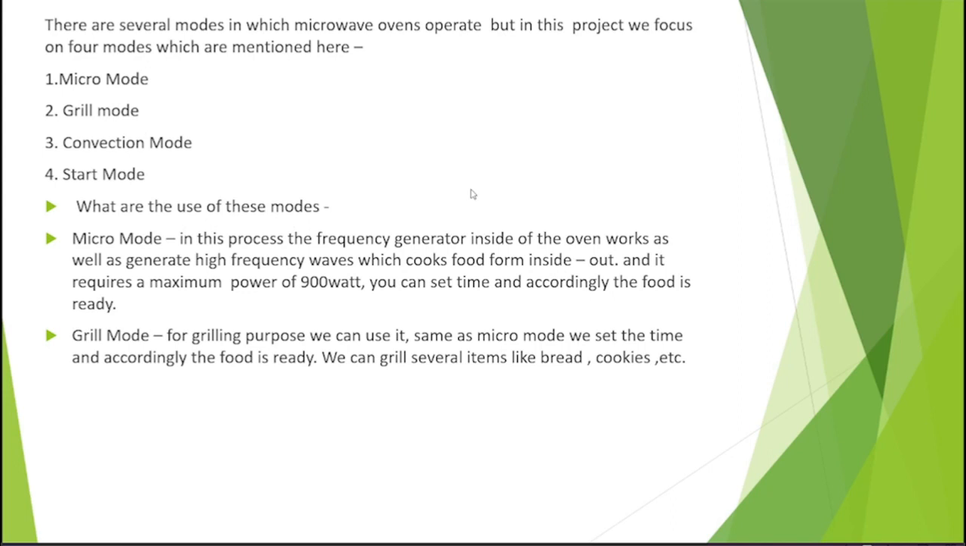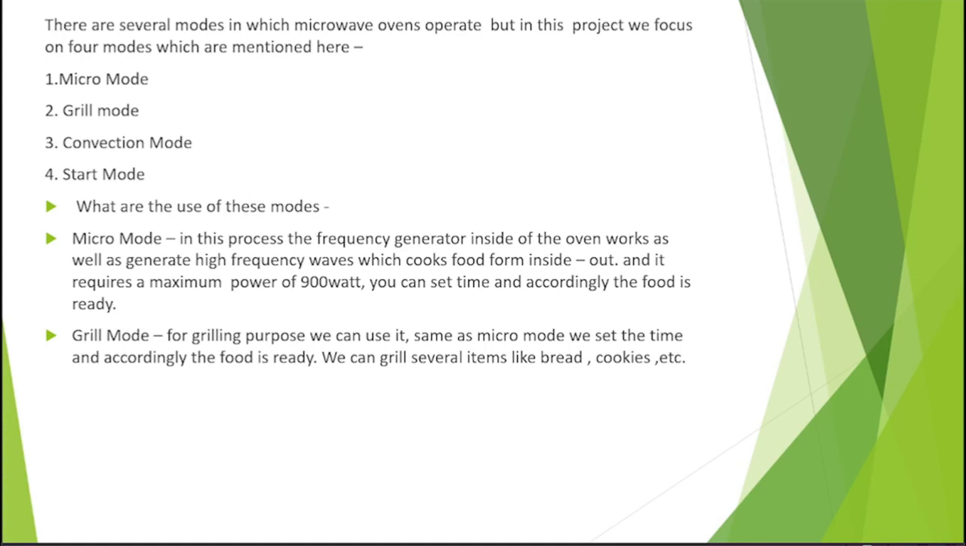Micro mode. In this process, the frequency generator inside the oven generates high-frequency waves which cook food from inside to out, and it requires a maximum power of 900 watts. You can set the time and accordingly the food is ready for you. Grill mode. We can use it for grilling purposes. Same as micro mode, we set the time and accordingly the food is ready. We can grill several items like bread, cookies, this type of thing.